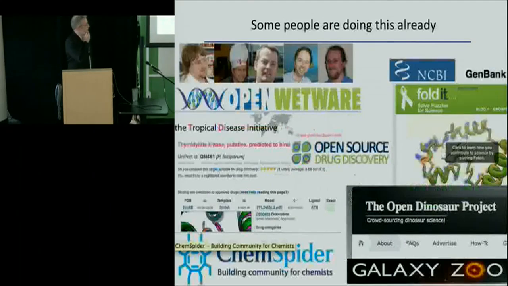Okay, so I should mention that a lot of people are doing this already. Some people, they know who they are. Up on the top left there, for example, is Jean-Claude Bradley, who's at Drexel University in this country, who has something called the Useful Chem Project, which aims to do open science, where he's trying to make molecules that will eventually be used to treat malaria.